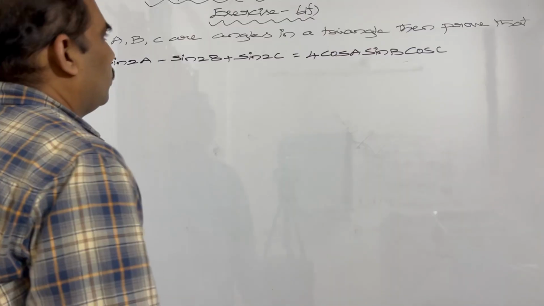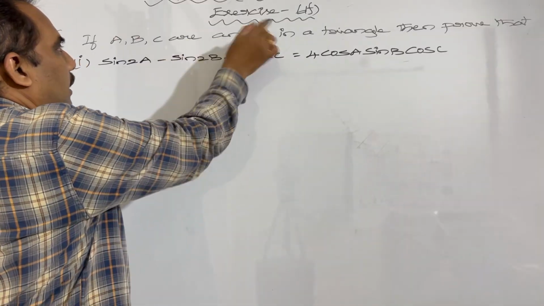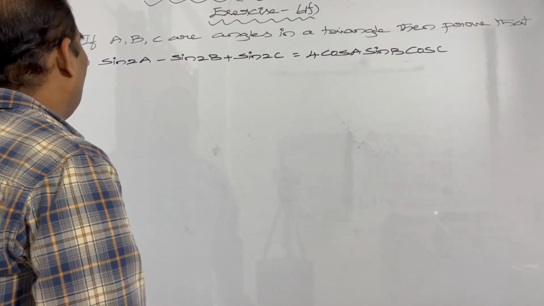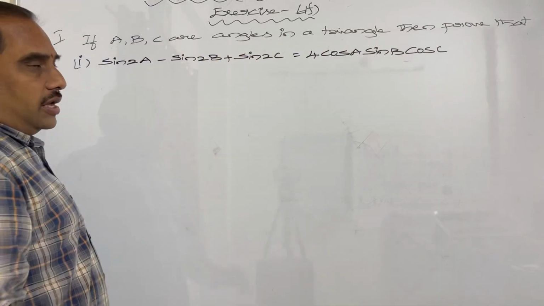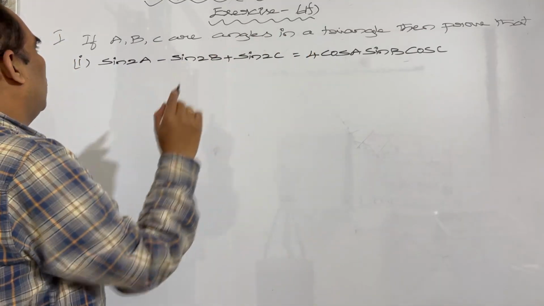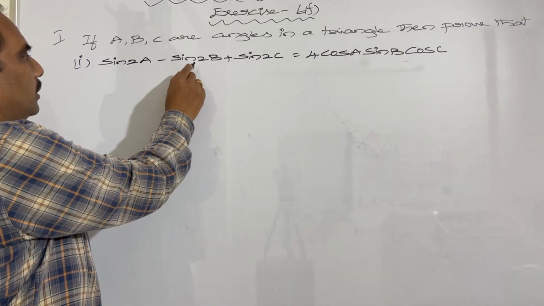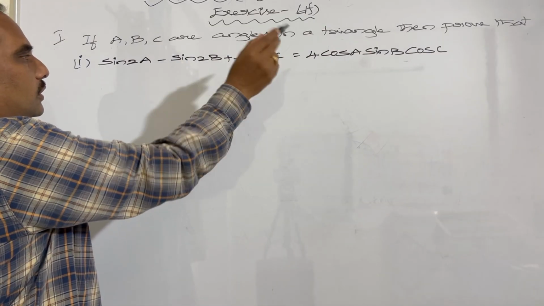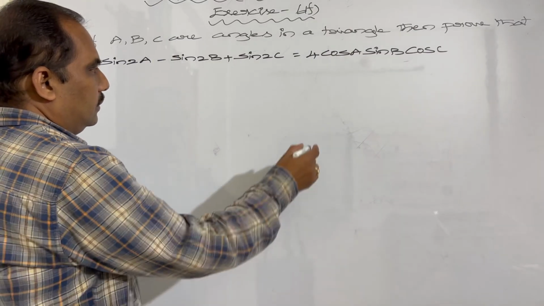So in this video we are going to discuss trigonometry up to transformations, exercise 6F. The question is, if A, B, C are angles in a triangle, then prove that sin 2A minus sin 2B plus sin 2C is equal to 4 cos A cos B sin C.